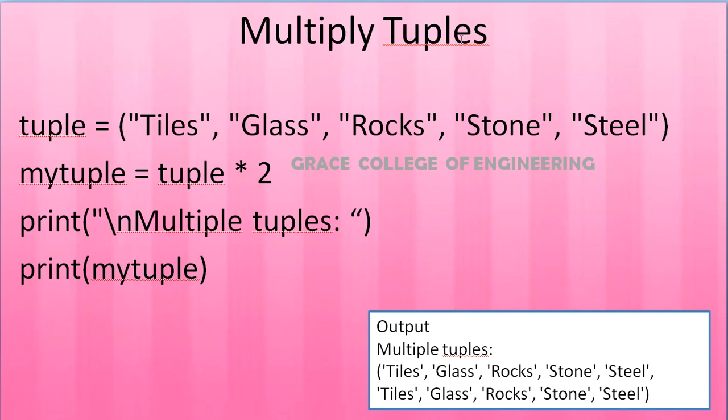Multiply tuples. If you want to multiply the elements stored in the tuple, you can use this method. Use the star operator. I have given star 2 here. So the elements will be repeated 2 times, and you can see the output. Tiles will be present 2 times, then glass, rock, stone, steel. In this way you can concatenate and multiply tuples.